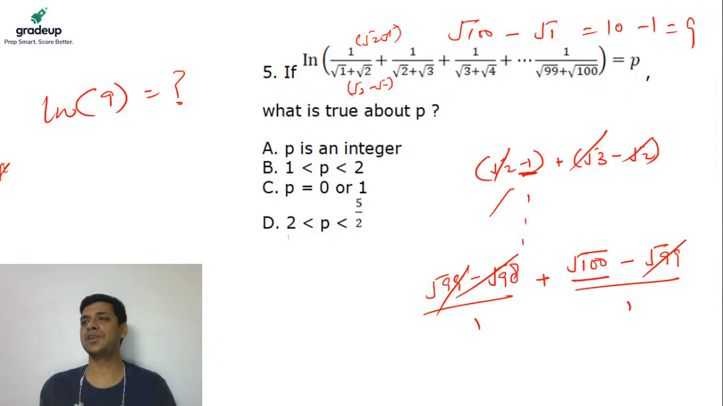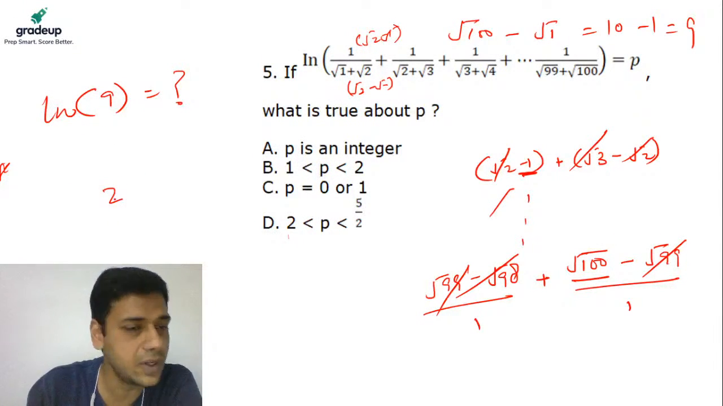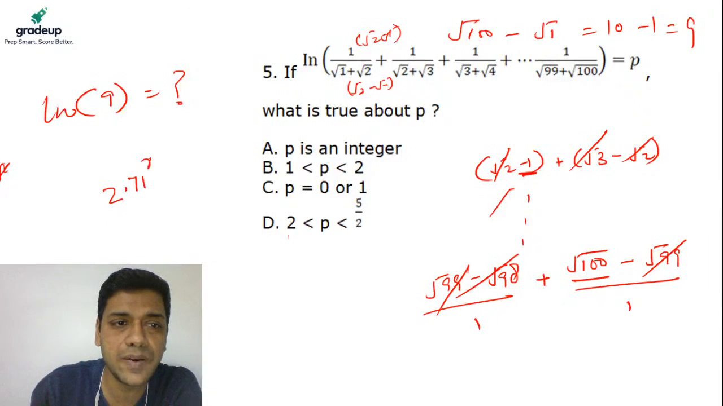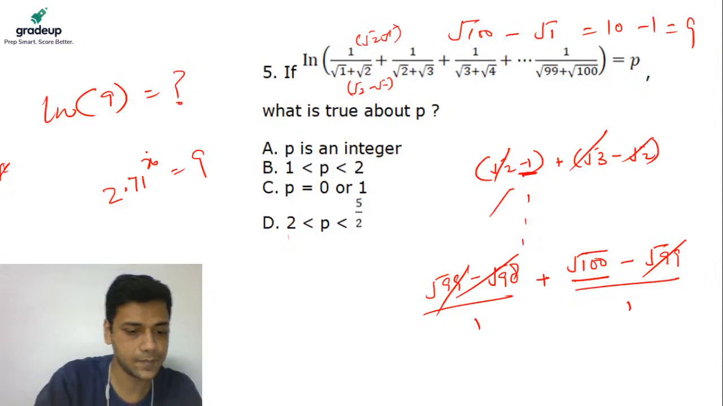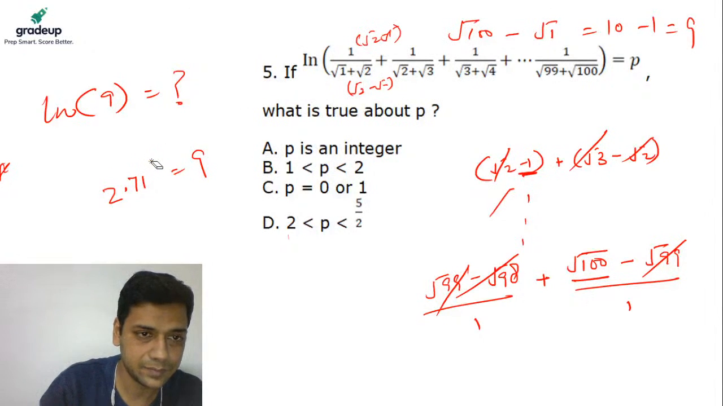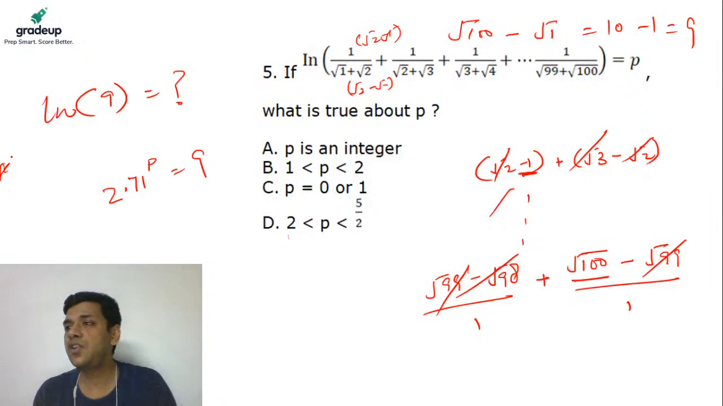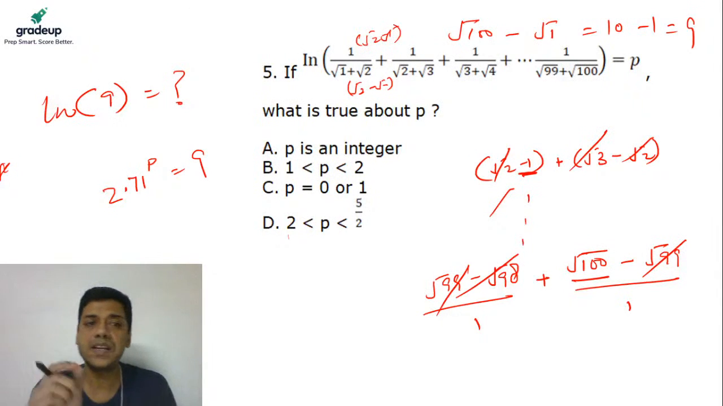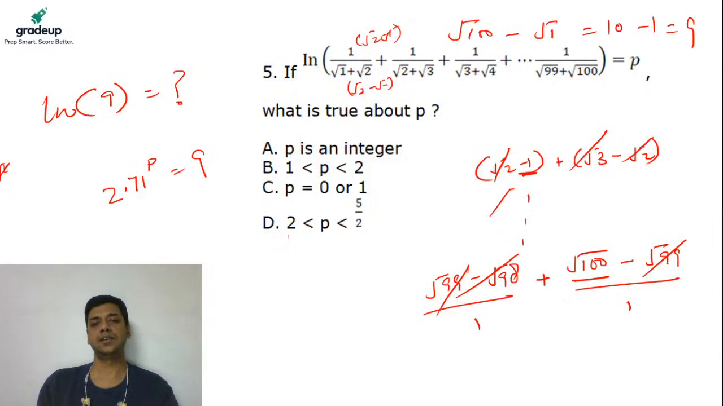Now what is natural log? Natural log is: e raised to power x equal to 9, where e is 2.71. In fact it is p. So 2.71 raised to power p equal to 9. So natural log is nothing but e, exponent. Now what's the value of p? My answer has to be D.